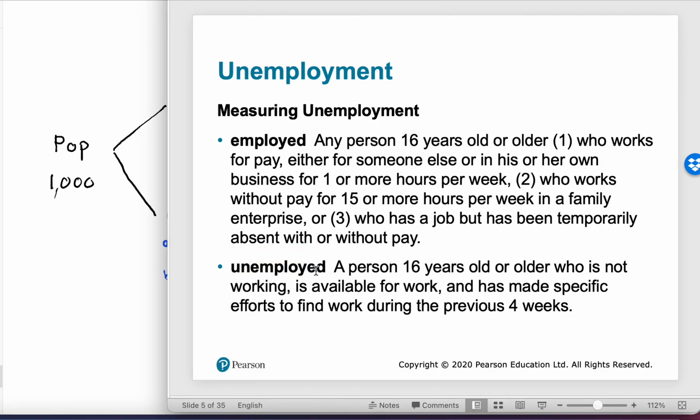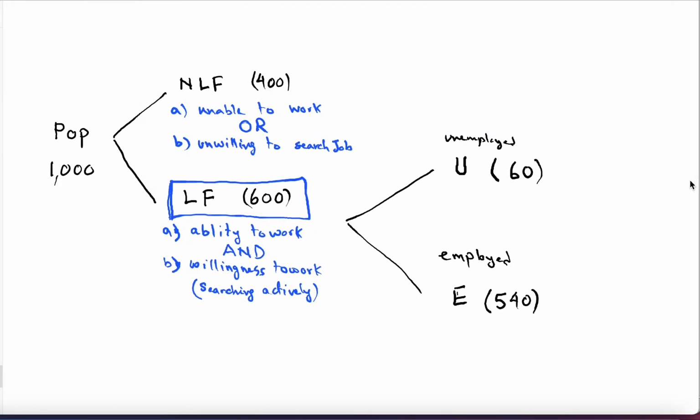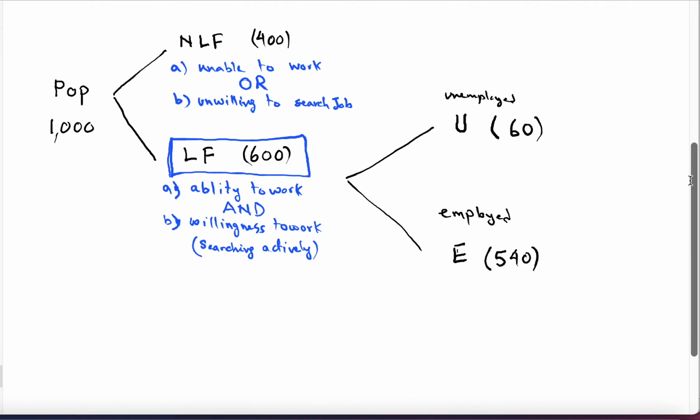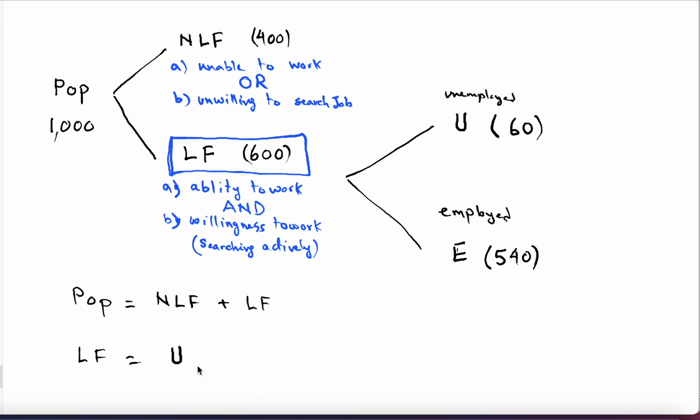Okay, so based on this definition, we have a labor force definition: the number of people employed plus the number of people unemployed, and then those not in the labor force. So we would say that the equations for labor economics are very simple. Population is equal to not in the labor force plus the labor force, and the labor force is equal to those who are unemployed plus those who have a job.